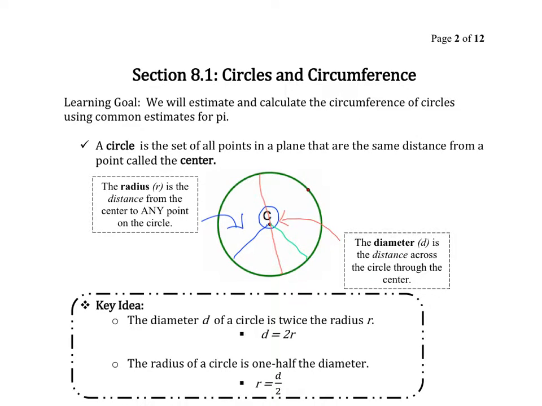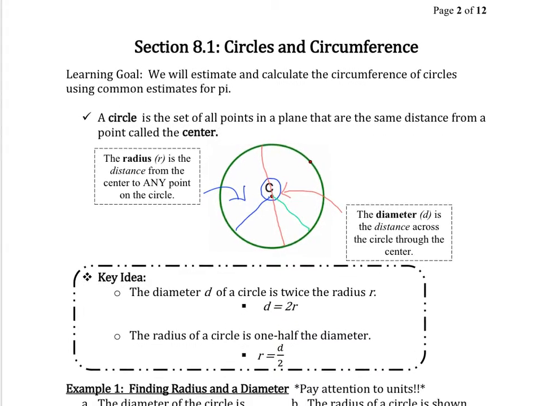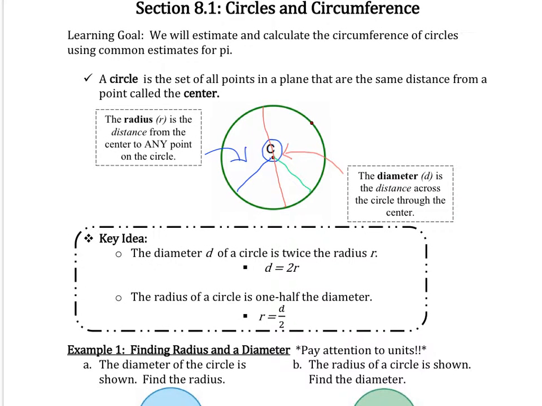If you look at the makeup of the radius versus that of the diameter, it's clear that the diameter is made up of two of our radii, or our radius makes up half the diameter. So these two equations down here are very important moving forward, especially when we start to get into the circumference. So the diameter of a circle is twice the radius r, so the diameter is equal to 2 times our radius, or the radius of the circle is 1/2 the diameter. So if we're trying to find our radius and we're given the diameter, we just divide that value by 2.